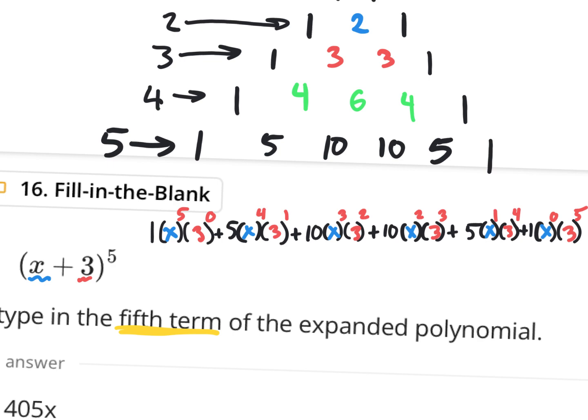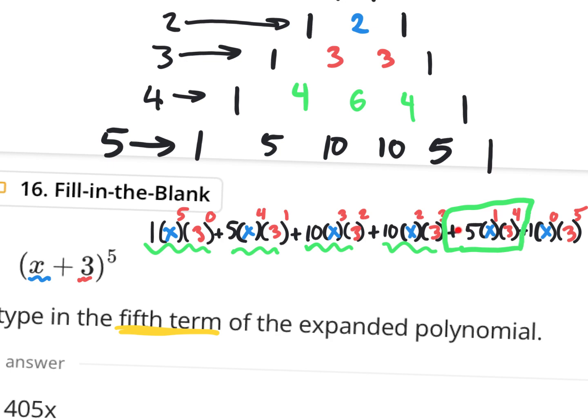So remember, terms are what's separated by addition. So here's your first term, second term, third term, fourth term. This is the one we want right here, this term right here. So let's actually do this.